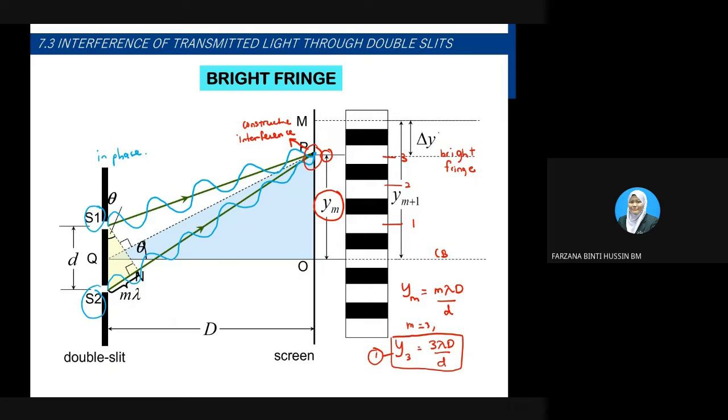This one is the fringe separation, meaning between two consecutive bright fringes, what will be the fringe separation? So we want the distance between bright and bright. For example, with orders 3 and 0, it would be y3 minus y1, let's say. There is no y0, right? What is delta y? It is not necessarily y2 minus y1. This one can be used, and this one can be used. So both can be used for bright fringe.